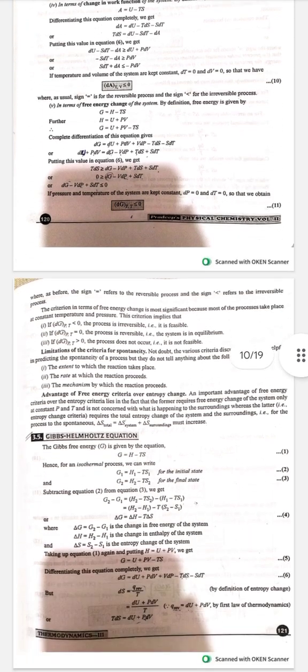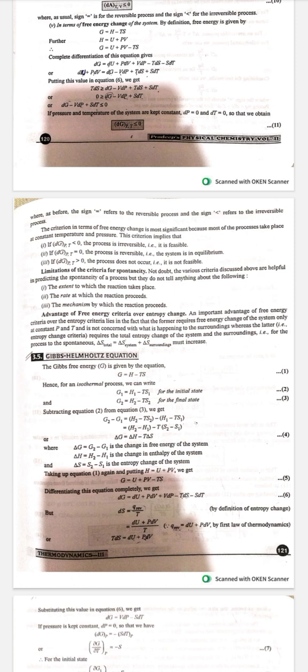And putting the equation dG = dU + PdV + VdP - TdS - SdT, and dU + PdV = dG - VdP + TdS + SdT in the equation. Putting equation 6, we get TdS >= dG - VdP + SdT. So dG - VdP + SdT <= 0. If the pressure and temperature of the system are kept constant, dP = 0 and dT = 0.